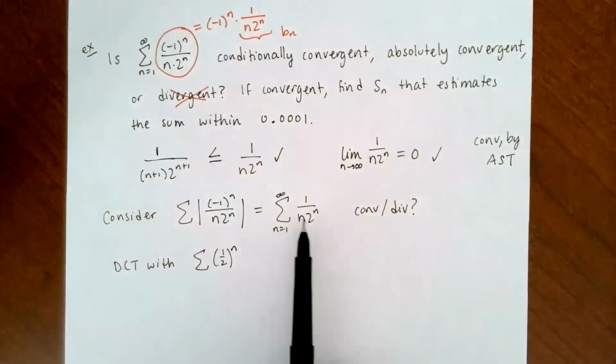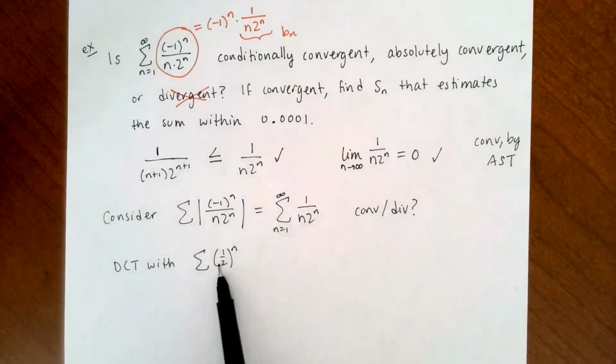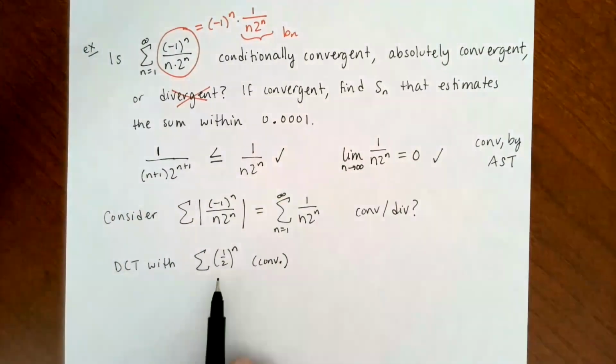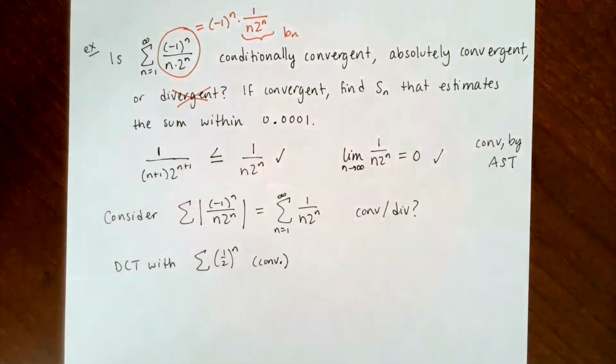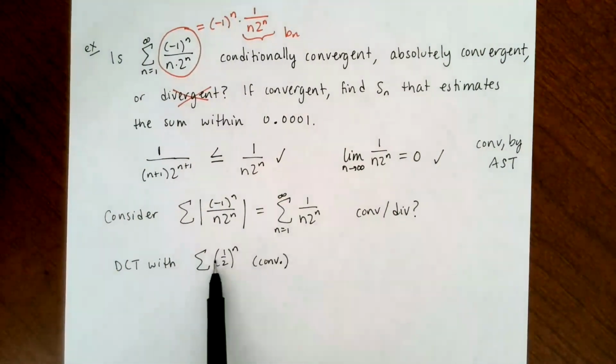If I exclude this n right here, I get 1/2 to the n, and if I write it as 1/2 to the n, I recognize it as a convergent geometric series. So I'm going to note to myself, what I'm comparing it to is convergent. If it's the direct comparison test, I am hoping that I can show my terms are less than these terms.